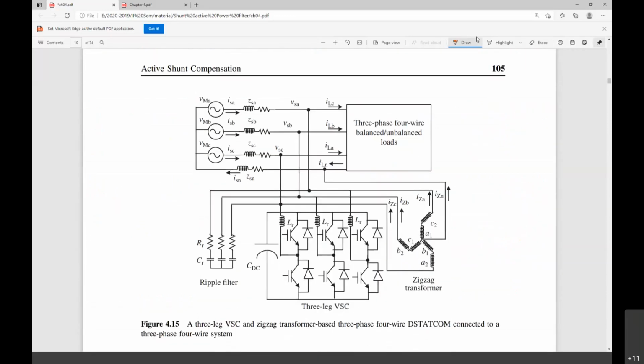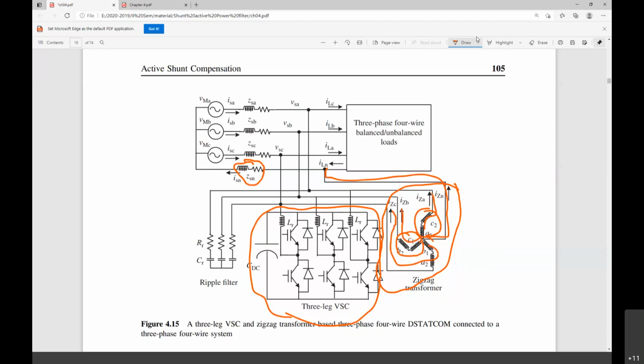This again has an extra transformer, with a non-isolated three-leg VSC topology, and an extra zigzag transformer is provided over here. What exactly this zigzag transformer does is this: the impedance offered to the neutral current, ZSN, is much higher than this particular impedance. The current which is going to flow here is redistributed in all the phases of the zigzag transformer.